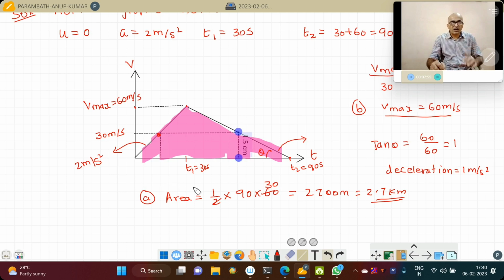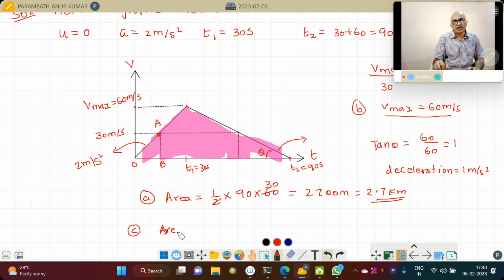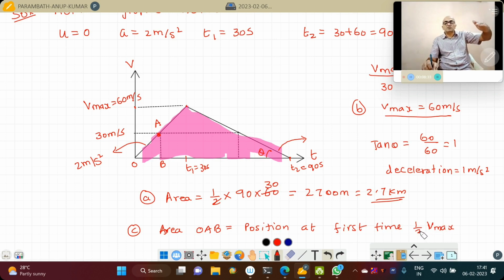Okay. I can mark with pen, mark like this: this is O, this is A, this is B. Area, C part we are doing. Area OAB gives me the position at first time half maximum speed. First time it attained 30 meters per second, it is going to tell that. It is attaining half the maximum speed twice.